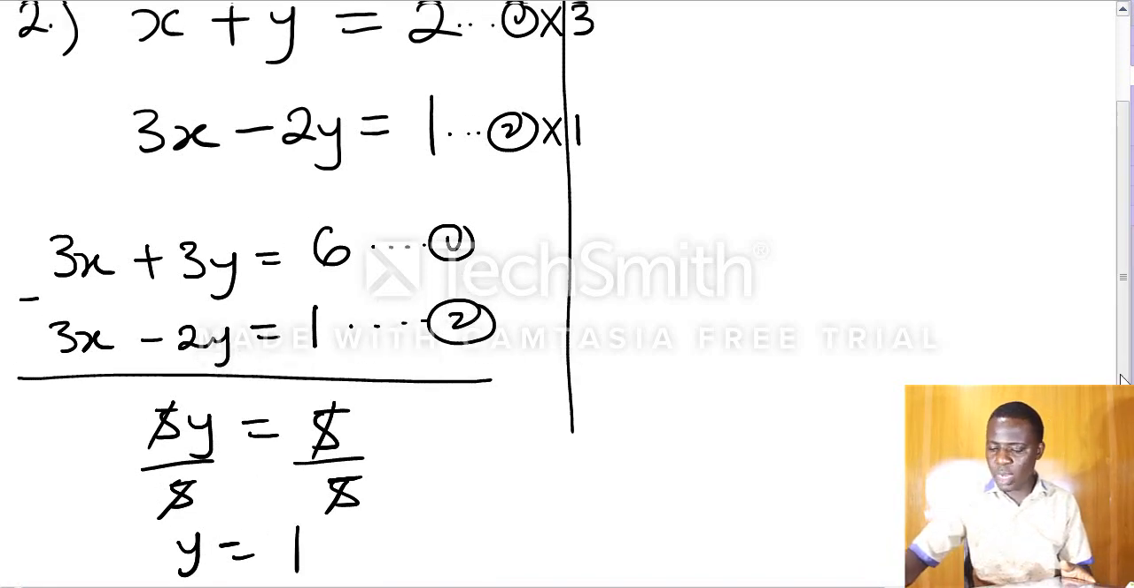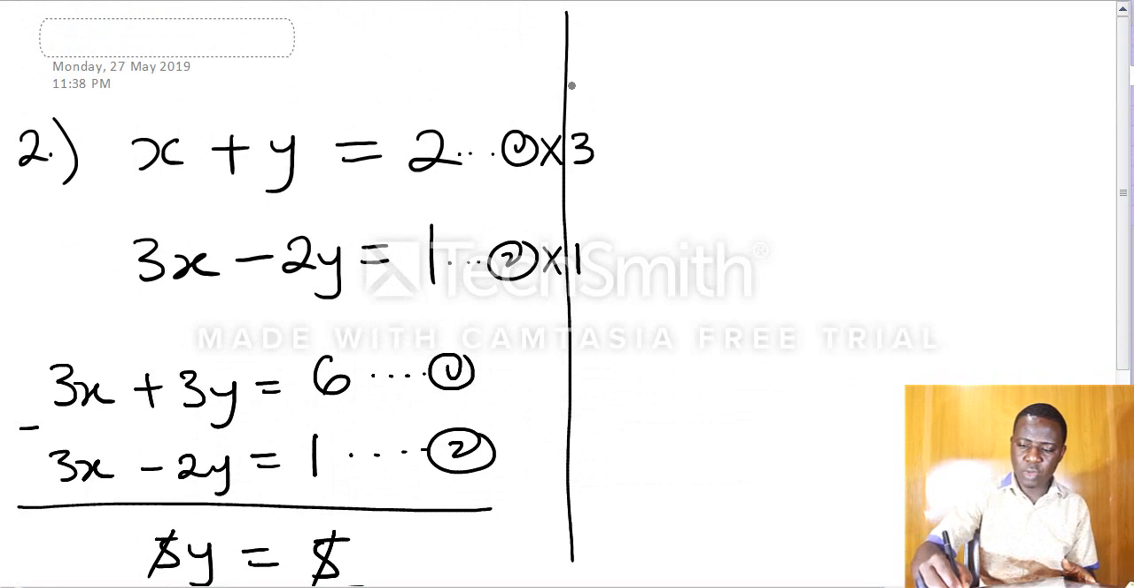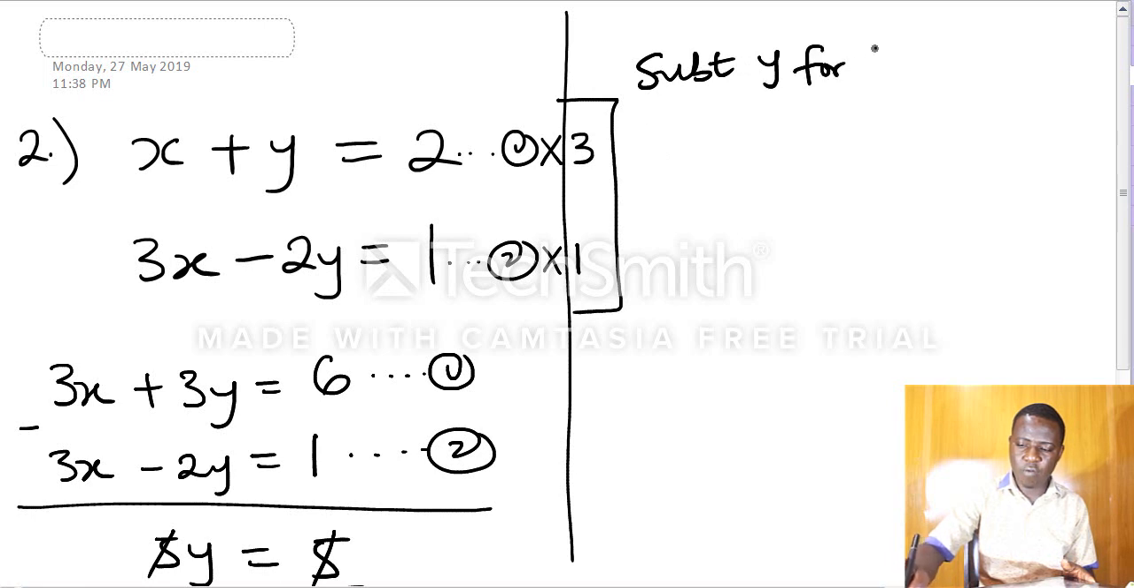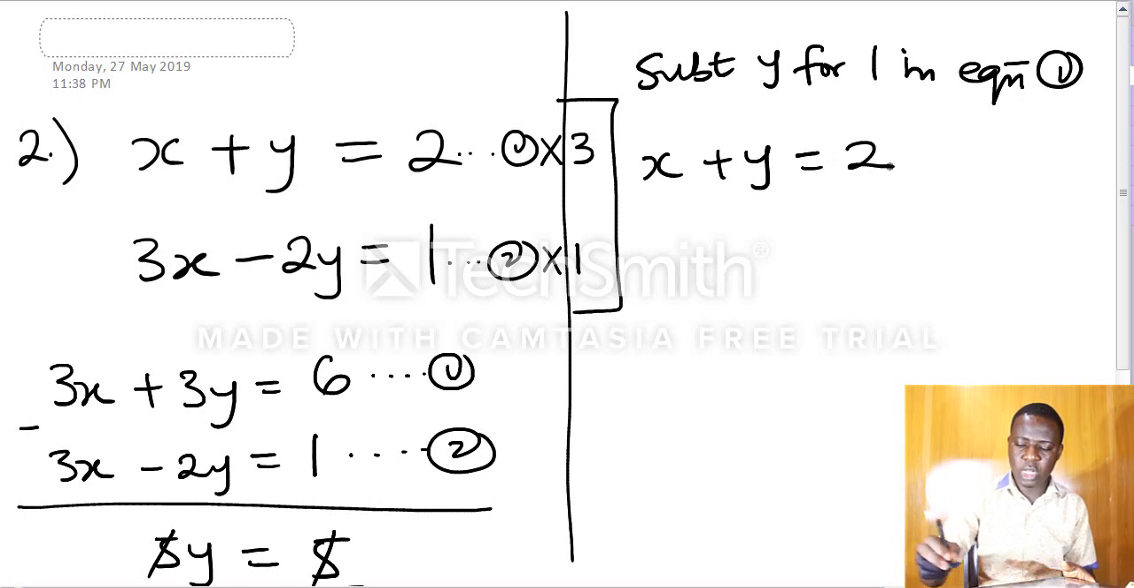If y is equal to 1, what will be x? I will now substitute y for 1 in either equation 1 or 2, but I'm going to make use of equation 1, where equation 1 says x plus y is equal to 2. Now you can make use of any of these equations. Either this or this will still give you the same value.